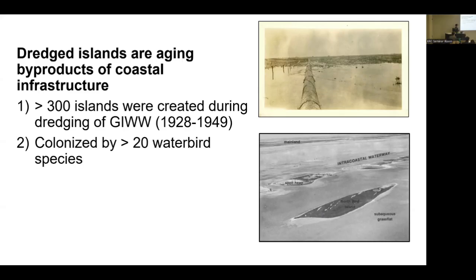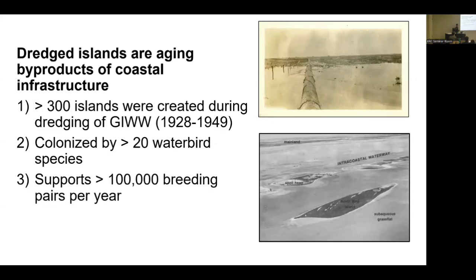And almost immediately, coastal waterbirds started colonizing them. Over 20 species of waterbirds began to use them as nesting habitat, and now they support over 100,000 breeding pairs of waterbirds per year. So certainly they affected functional diversity of waterbird communities on the Texas coast by changing the nesting habitat from a system where there were just a few large islands spread out along the coast to a system where there's a whole lot of islands that are a lot more connected, and many of the islands are a lot smaller.